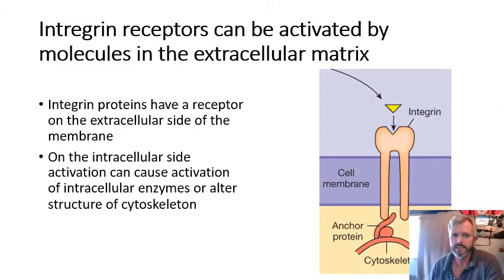Okay, another class of receptor, these integrin receptors. You see the receptor tethered to a protein that's anchored to the cytoskeleton. So binding of the chemical messenger here can cause activation of an intracellular enzyme, but since we are tethered here, it can also alter the structure of the cytoskeleton.